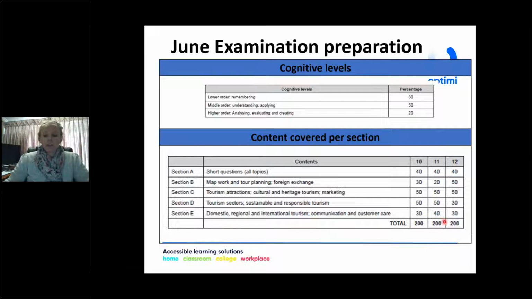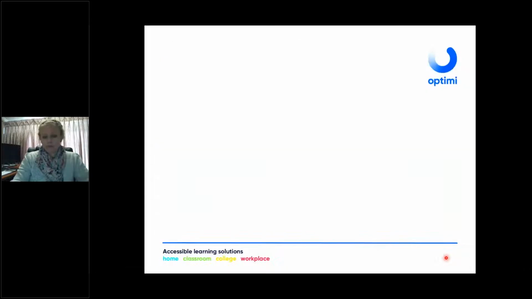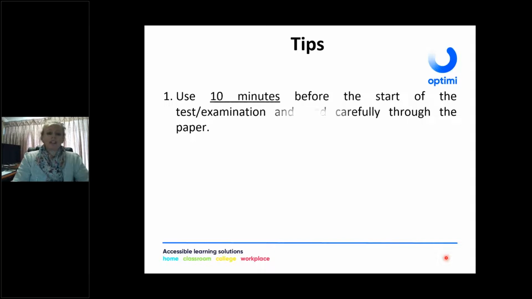So your November examination usually counts towards 25% of your final year mark for tourism. Okay, so let's just start with a few tips when it comes to examinations or tests. So the first step is to take 10 minutes before the start of your test or an examination and just read through the paper. This does not mean that you have to read every question, but just to make yourself familiar with what is going to be asked in the question.